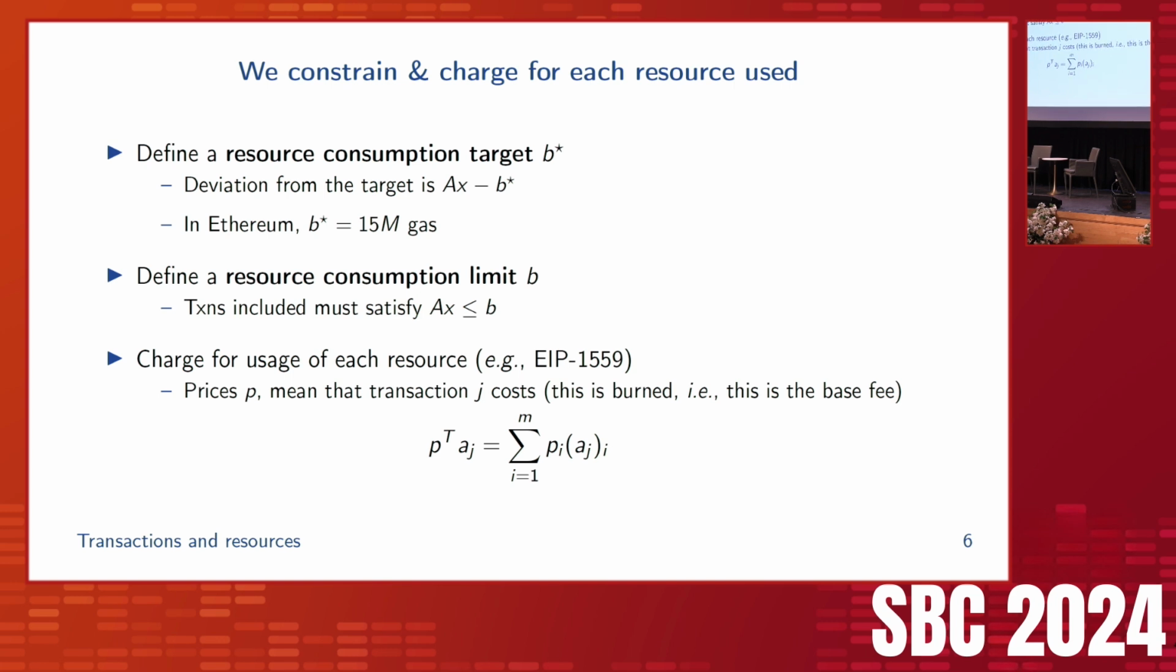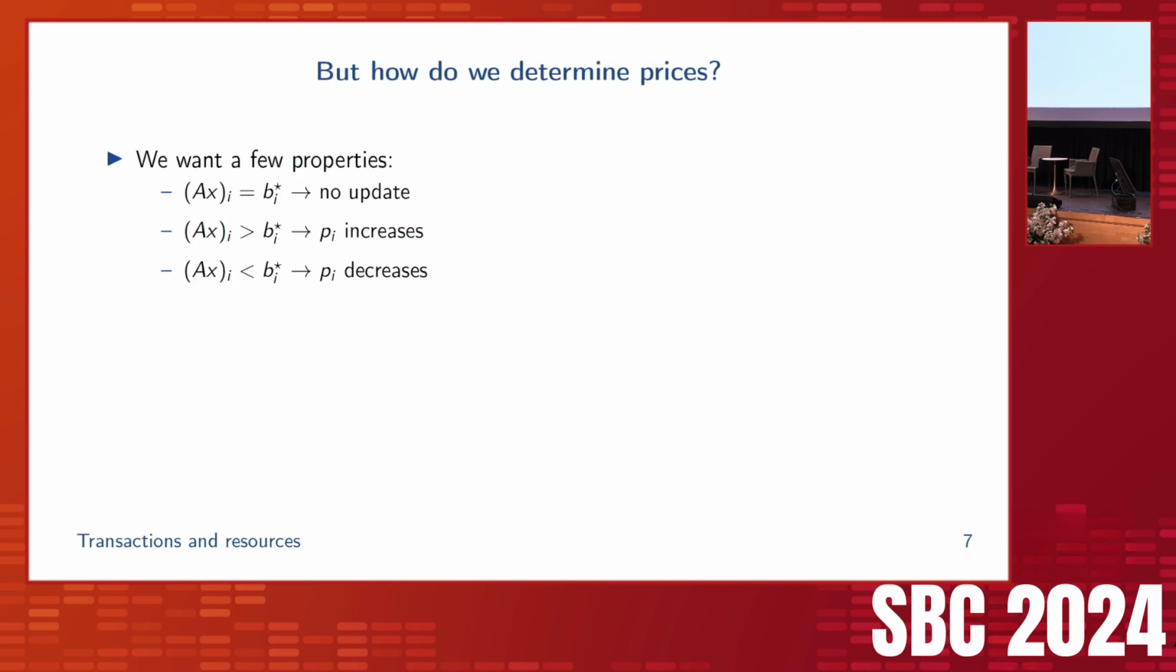So we'll define a price vector p, and p is going to be an m-vector that just says what the price is for each particular resource. So that means for a particular transaction, we can write the cost of said transaction as just p transpose times a_j. So how do we determine these prices?